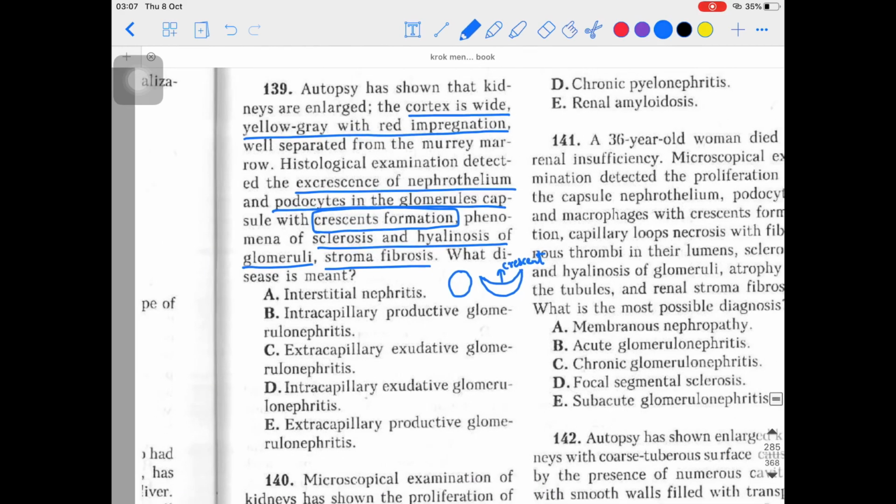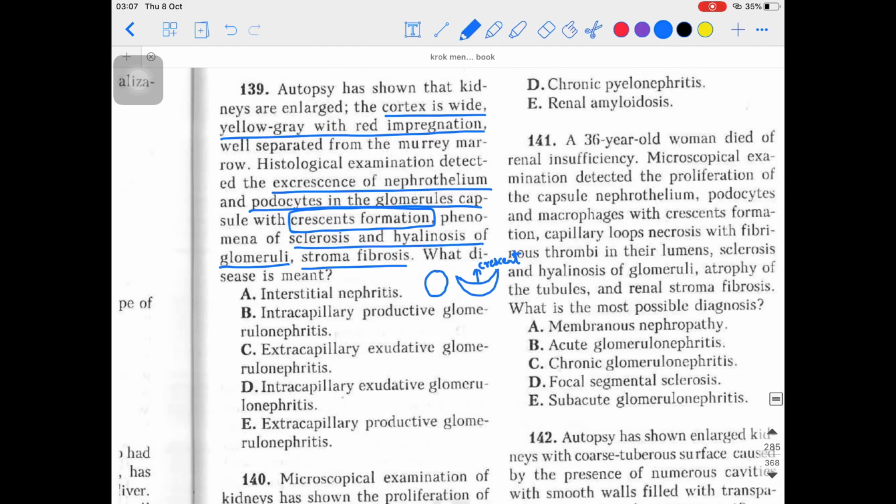Now they are saying crescent formation. So if I am talking about the kidney and the crescent shape, which kind of kidney disease am I talking about over here? Yes, exactly, crescentic glomerulonephritis. You must have heard this term while reading your books. We also call it rapidly progressive, because it progresses very rapidly, very fast. So rapidly progressive crescentic glomerulonephritis.